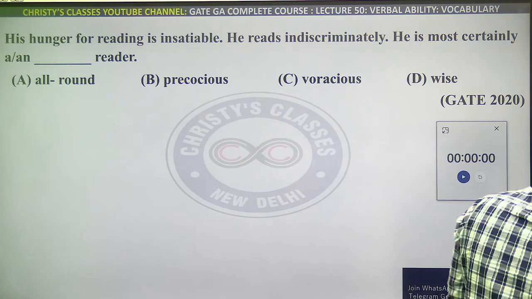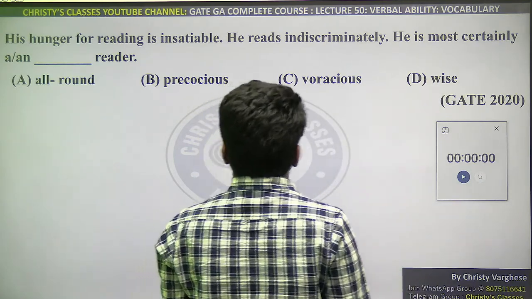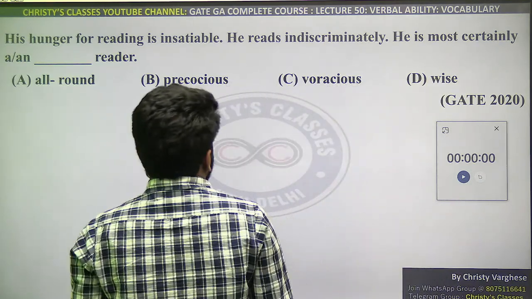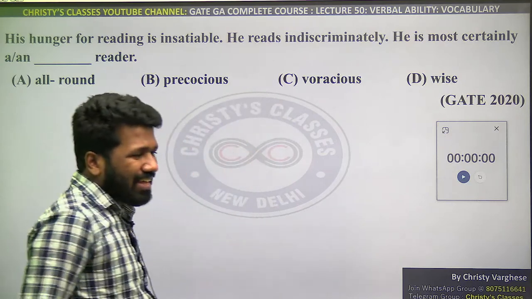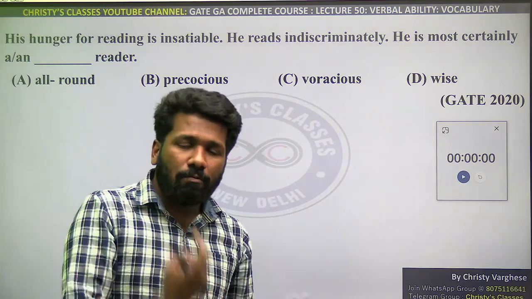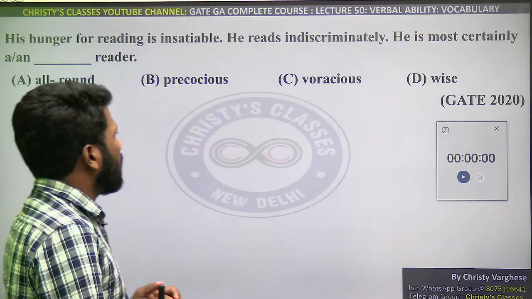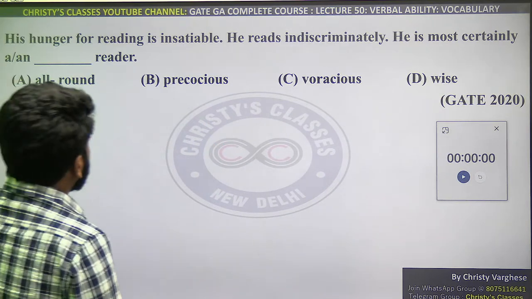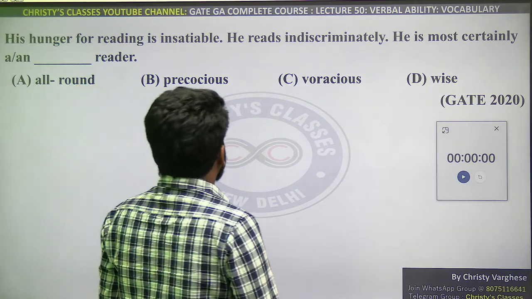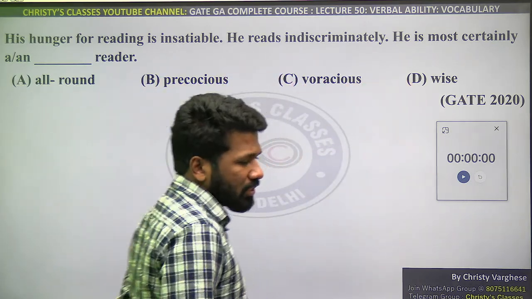Okay, I will explain. Some of you got option C. Let's see whether it is correct. His hunger for reading is insatiable. He reads indiscriminately. That means he reads a lot without considering what genre it is or what type of book it is. He wants to read more and more. He is most certainly a dash reader. Is it all-round, precocious, voracious, or wise?